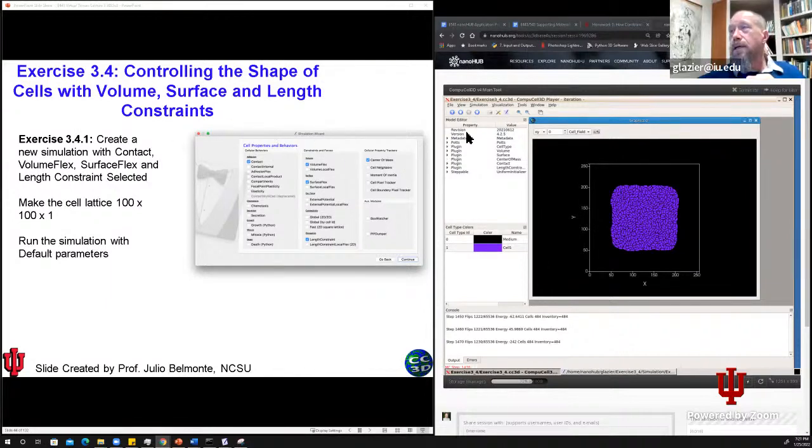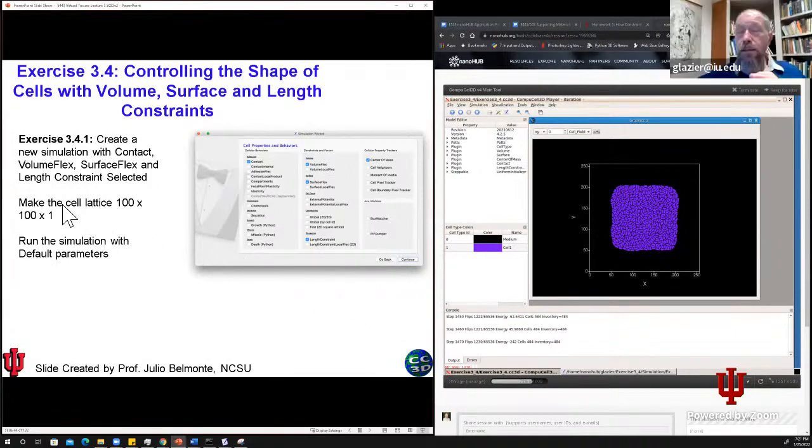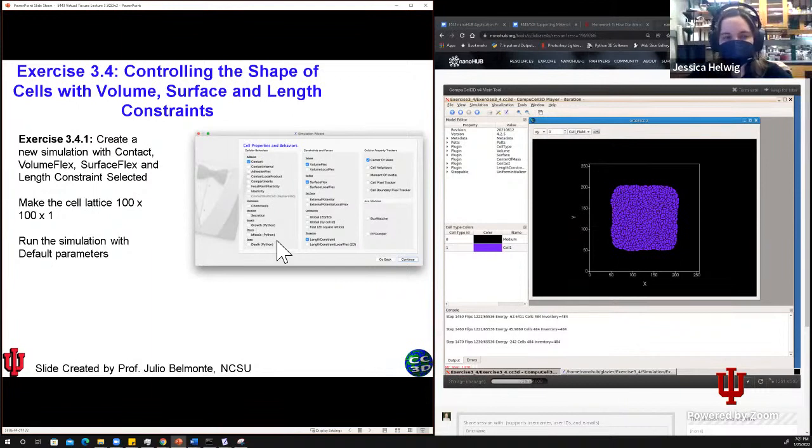I wonder what could be. I guess the one thing I did was I did not make the cell lattice 100 by 100. I left it as 256 by 256. So I did not follow the instructions in that. I wonder if that was the issue. That would be the issue. I left mine the same as the default setting as well.